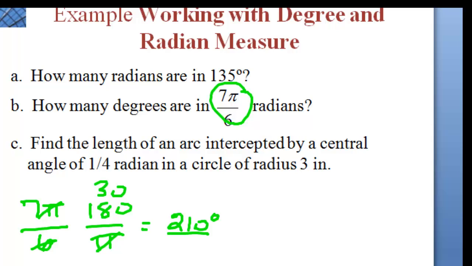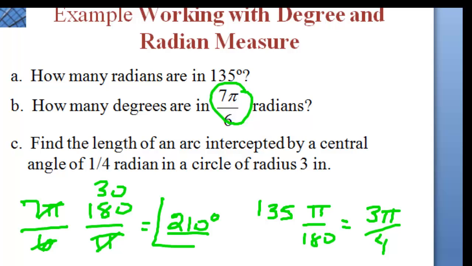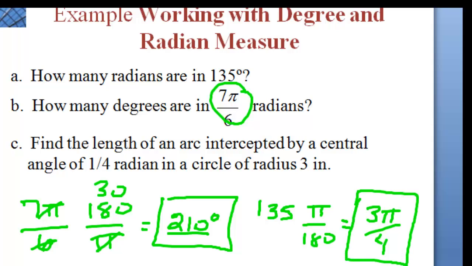If we want to look back at the first one and convert from degrees to radians, we would do the opposite. So we'll start with 135 degrees, and we will multiply that by pi over 180. And this will give us pi over 180 times 135. This will reduce down to 3 pi over 4. So degrees will have the degree sign with it. Radians will have pi in its answer.